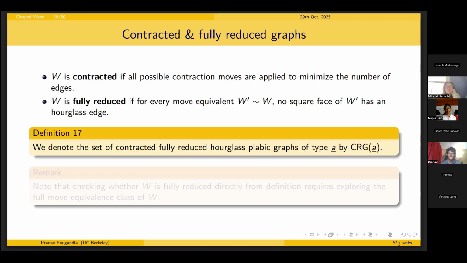They also give a nicer way of checking if something is fully reduced without having to explore the whole move equivalence class. But yeah, the set of contracted, fully reduced hourglass plabic graphs, I'm going to call CRG, for contracted, reduced graphs. And their theorem is that these form a basis for my invariant space.